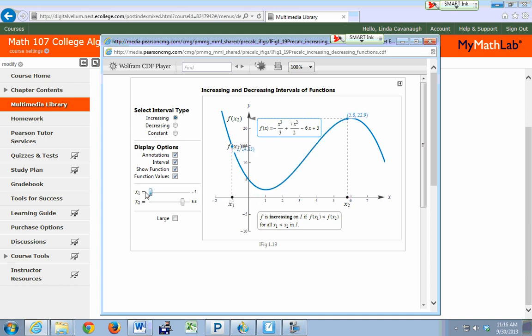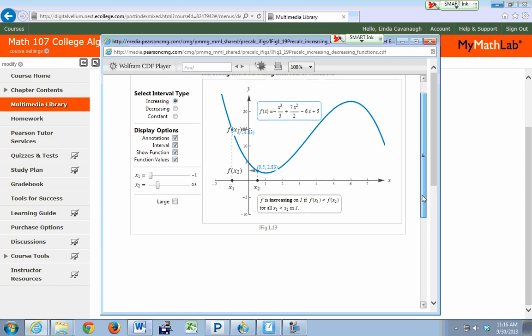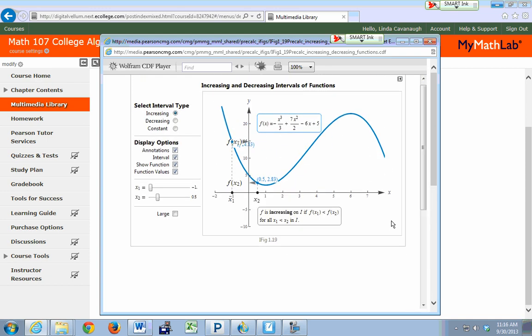If I wanted to talk about decreasing, I would move x1 all the way over here, and then I would move x2 so that I was anywhere along this point. Now x1 is still less than x2, but my output value at x1 is greater than my value at f of x2. The notation is a little challenging at first, but if you just look at it for a particular function, it makes a lot of sense.